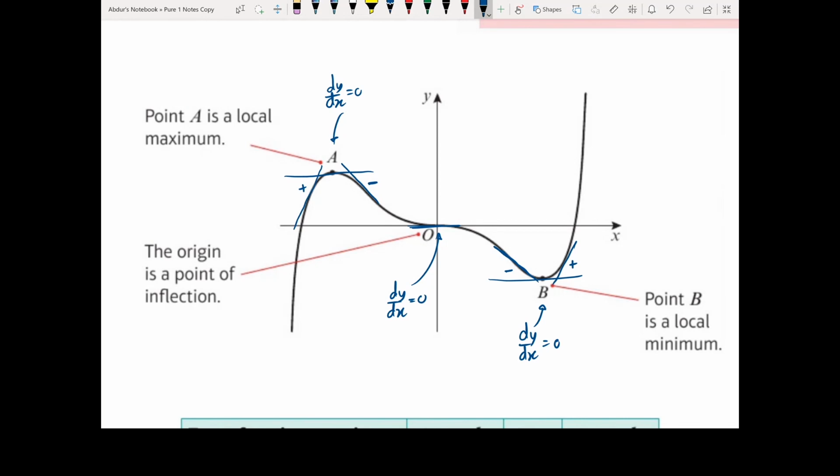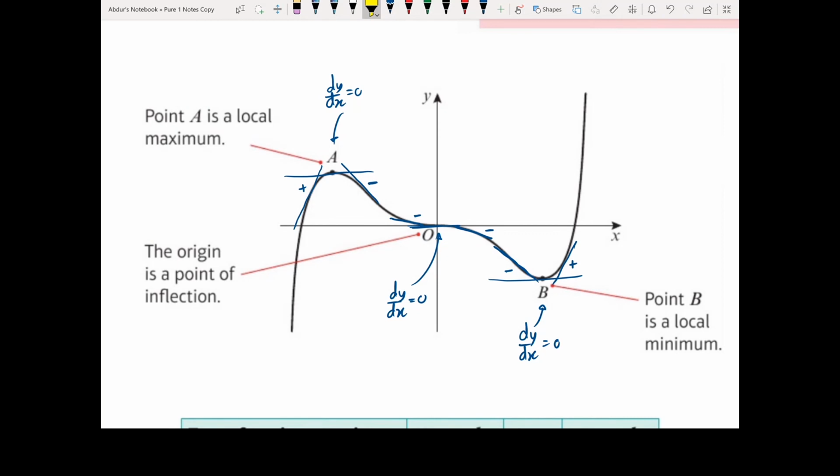Now, the point of inflection is different because just before it, the gradient is negative, and just after it, the gradient is negative. It could be going the other way, where just before is positive and just after is positive. But when there is a sign change in the gradient before and after a point, that would indicate that it's either a maximum or minimum. If the sign remains the same, then it's a point of inflection.